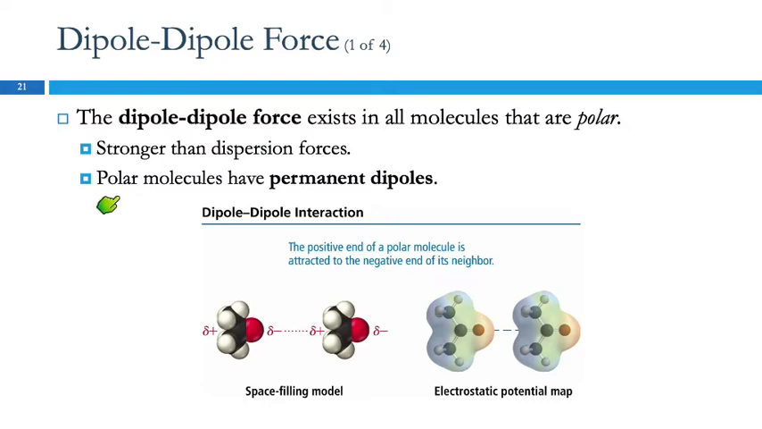And we're going to see this in polar molecules. And this is part of why we had to learn how to identify what's a polar molecule. Okay? So here, this is a space-filling model, and here's the electrostatic potential map. We've got a negative end and a positive end. We've got the delta negative and the delta positive. The positive end of the dipole on this molecule is attracted to the negative end of the dipole on the neighboring molecule.